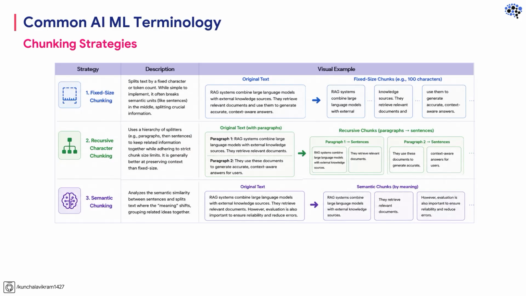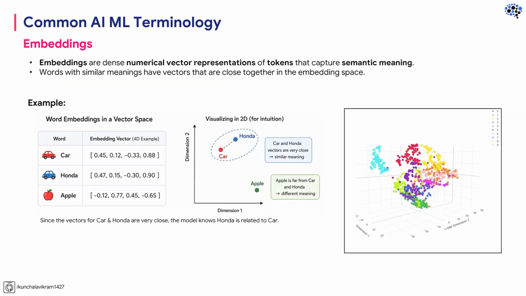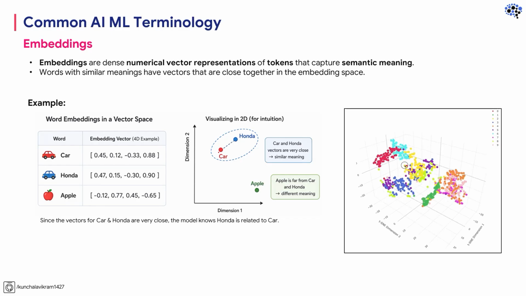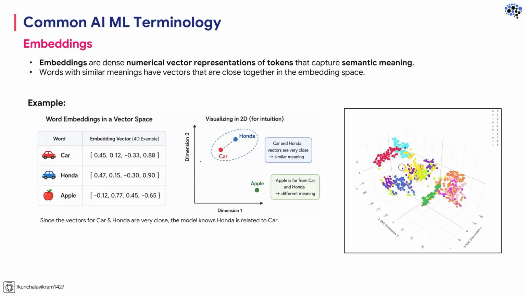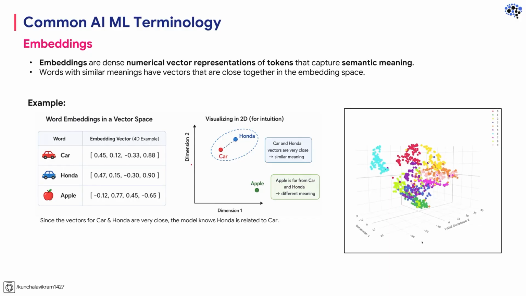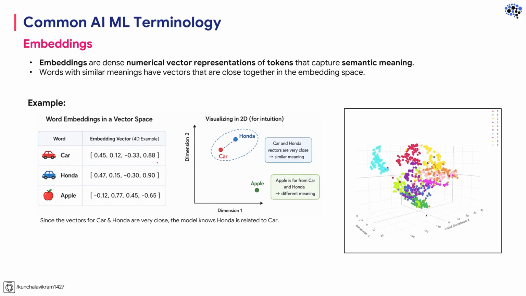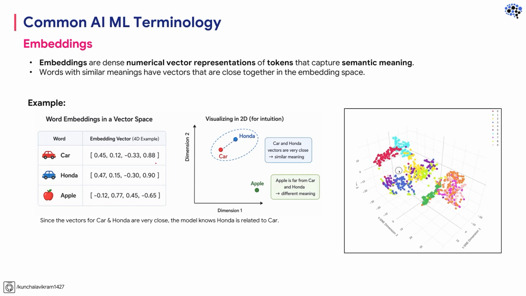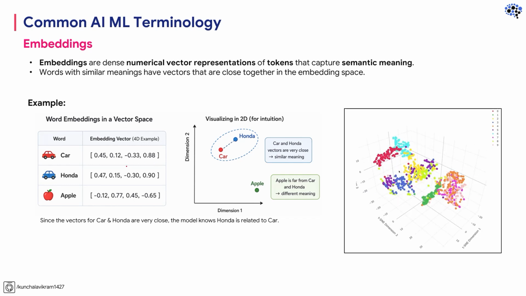Now let's understand what embeddings are. Embeddings are dense numerical representations of tokens. We already discussed this in the previous video. You take a word or a sentence and convert it into a vector. Of course, LLMs learn these embeddings during the process of training.